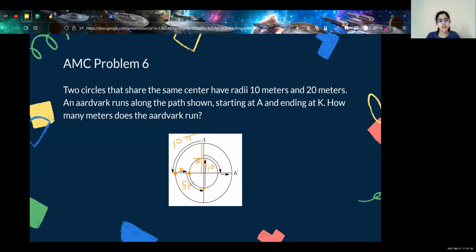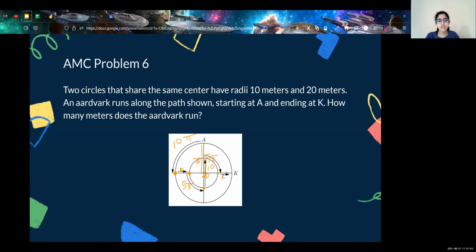And then we go the diameter of the smaller circle, and we get 20, right? Because it's just 10 times 2. And then this right over here is 1/4 of the circumference, which is 10 times 2 pi, which is 20 pi divided by 4, right? Which is equal to 5 pi again. And then the aardvark goes from this point to K, and that means that they're going 10, right?